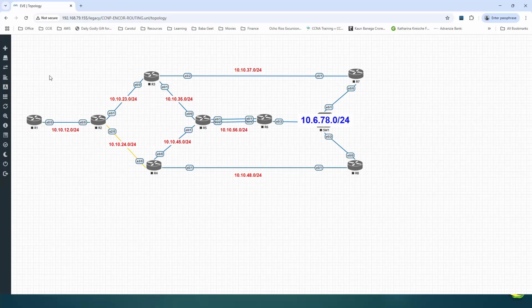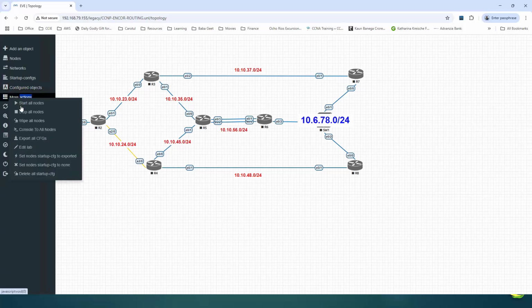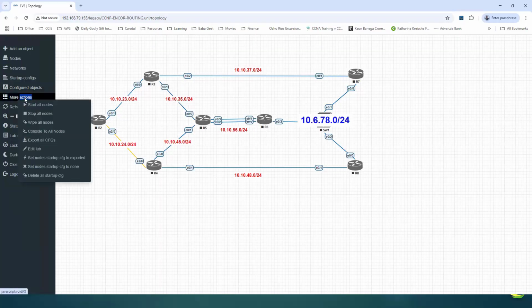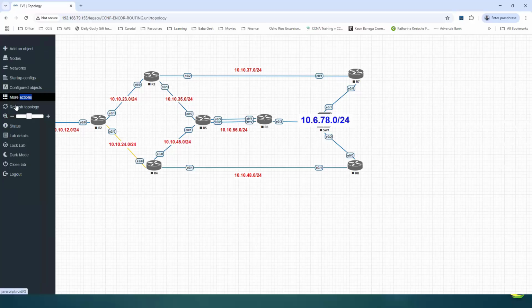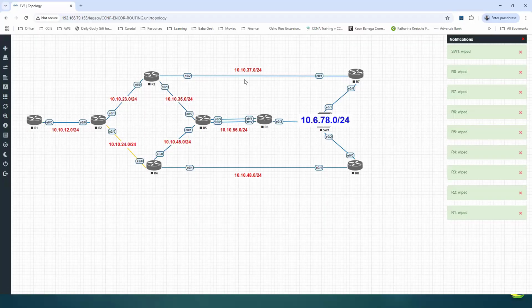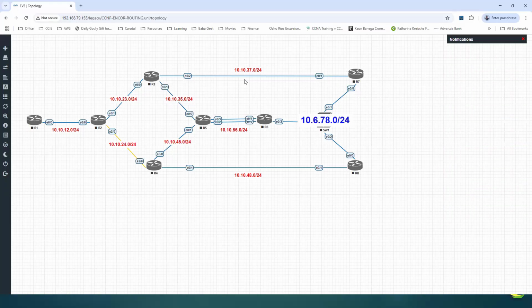Anytime you start a new lab, I would highly recommend going to more actions and doing a wipe all nodes. What happens with wipe all nodes is that it removes the earlier saved configuration that you might have, and that configuration might be from the previous lab. So you might want to start from the startup config, the base config only, which is just IP addressing. So maybe you configured OSPF and you saved it everywhere and you want to remove it now. You don't need to manually remove it. You can just go and wipe all nodes and it will go back to the base config, which is just IP addressing. And then you can configure the next lab.